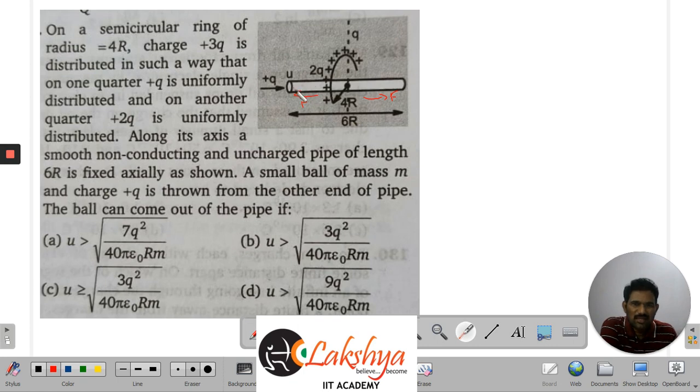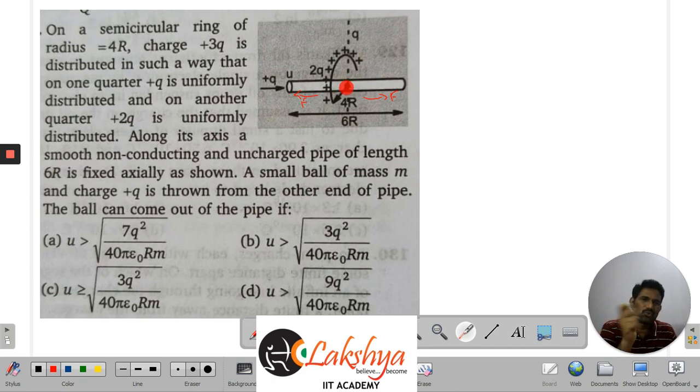So now we can easily understand that when the particle is coming towards the center, it experiences some repulsive force. Repulsive force means that force will act as a retarding force. Whereas if the particle crosses the center, that same repulsive force will become an accelerating force.